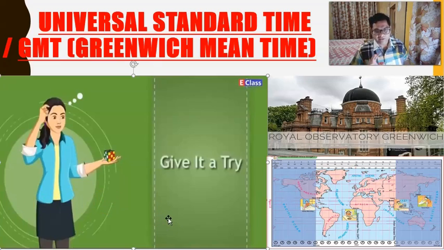Children, you have seen what is the meaning of Greenwich, and this is the place, the location. It's an observatory through which the Greenwich is passing through. The imaginary line is passing through this observatory. It's the Royal Observatory in Greenwich. Let's go ahead.